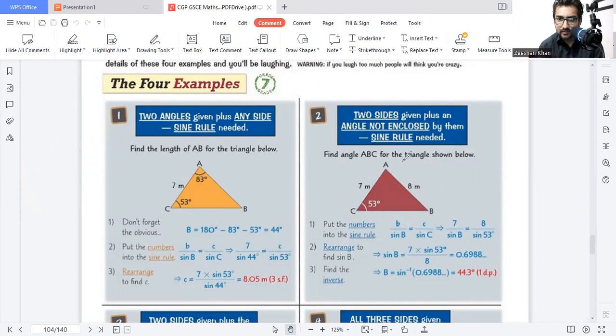Question: Find the angle ABC for the triangle shown. So two sides are given. Side B is given and side C is given, right? Opposite to this C is C, opposite to that B is B. So therefore, we have to go with B and C. So substitute the values in it. B is 7, C is 8. Sine B is not given, right? It says find the angle ABC. So A, B, and C, it means B in the middle. A, B, C, we need to find out this B. Substitute all the values, cross multiply it, you will get the answer.